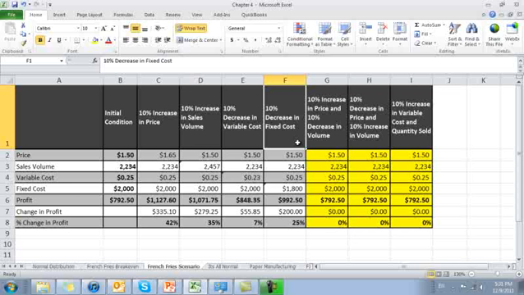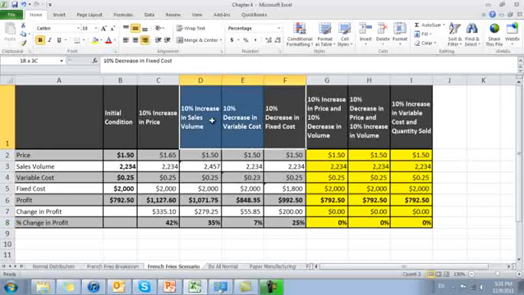Perhaps I try to negotiate lower rent, or, well, unpleasantly put, the most common way in which a company reduces fixed cost is they fire people. So suppose I fire 10% of my workforce, or I reduce my fixed cost by 10% in some other manner, perhaps lowering interest rates on my loans or something of that nature. My profit will go up by $200 or 25%.